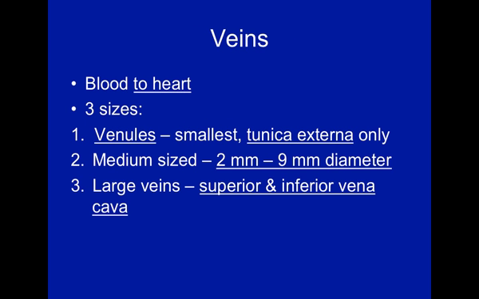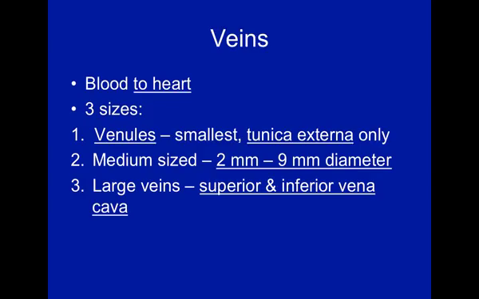The last type of blood vessel we have are the veins, and they're kind of the opposite of our arteries. In veins, the blood travels to the heart, so it's making its return trip. And we classify veins based on their size. The smallest ones, which we've already mentioned, are the venules. And if you look again back at page 431, you see that it's mostly the tunica externa that is there.